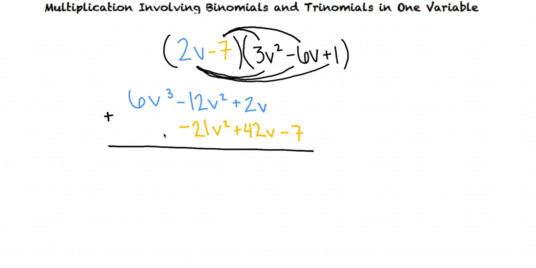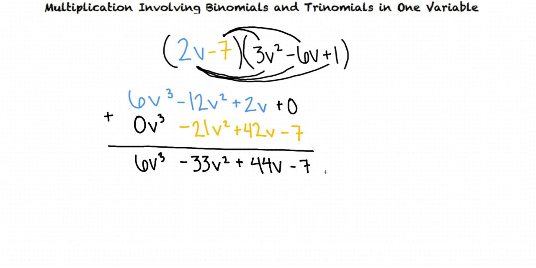Since the bottom polynomial doesn't have a v cubed term, 6v cubed plus 0v cubed is still 6v cubed. Next, negative 12v squared minus 21v squared equals negative 33v squared. And 2v plus 42v equals 44v. Also, since the top polynomial doesn't have a constant term, 0 minus 7 is negative 7. So is this our final answer? That's right. When we multiply the original polynomials, we get an answer of 6v cubed minus 33v squared plus 44v minus 7.